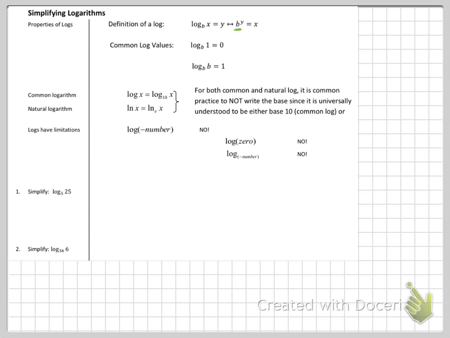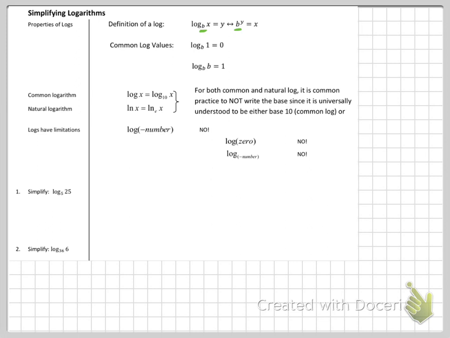So notice the base is b. When you change it, your log base is b, a subscript. And then notice the b and the y are together on this side. When you change it back, the b and the y are on opposite sides. So b to the y equals x becomes log base b of x equals y.